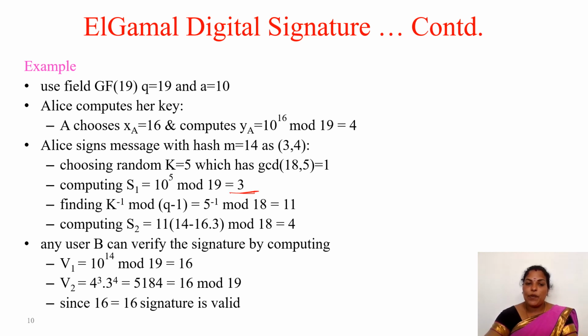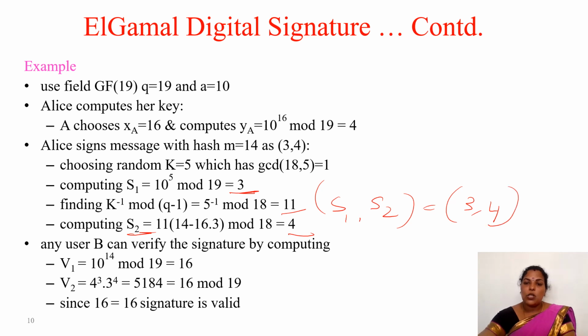Then Alice finds K inverse mod q minus 1, that is 11. Then computing the S2 value, if you apply the formula, you get 4. So what is the signature pair? That is S1 comma S2. The signature pair is 3 comma 4. If we apply the signature pair to verify the signature, we get V1 as 16 and V2 as 16 mod 19. So V1 equal to V2. V1 and V2 are the same, so the signature is valid. If we get different values, then the signature is not valid.